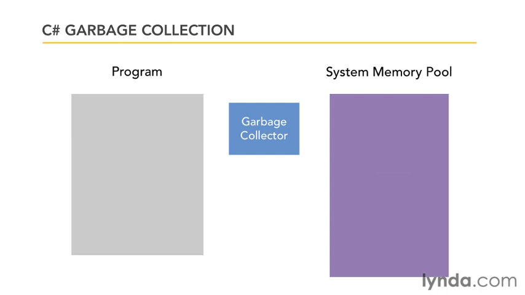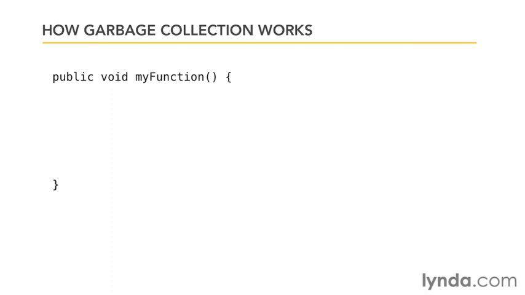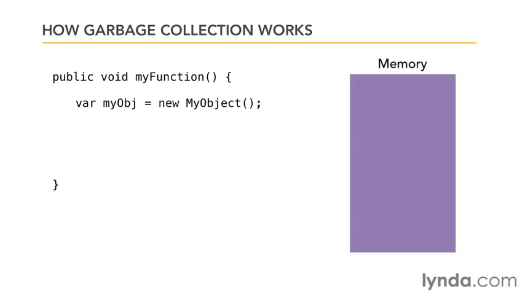So let's take a look at how garbage collection works. Suppose we have a function, it's called myFunction. And inside myFunction, I've got this new my object. Well, out in the system memory pool, when I do that, a block of memory is going to be allocated that holds my object. That creates what's called a reference. That myObj variable that you created inside your function is now going to hold a reference to that memory location.